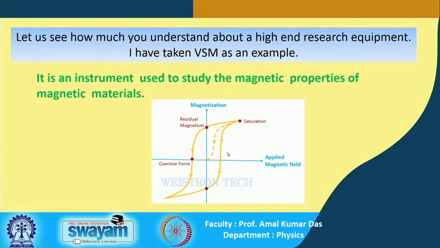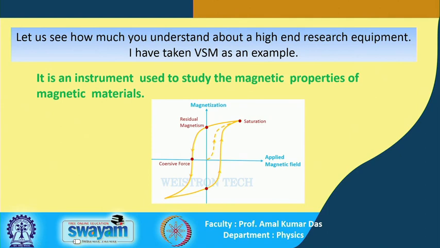When you are increasing the magnetic field, the magnetization changes in one way. When you are decreasing the magnetic field, the change does not follow the same path, it follows a different path. So, that is why this magnetic material is interesting and it has a lot of applications. Okay.